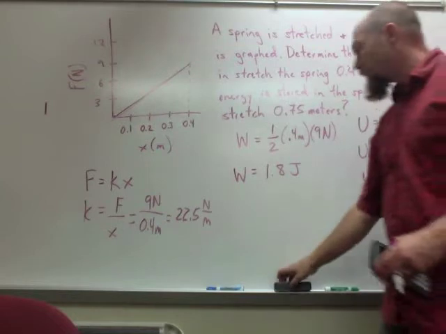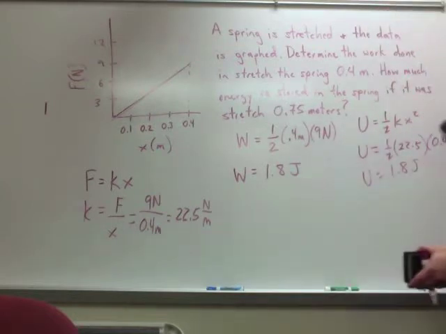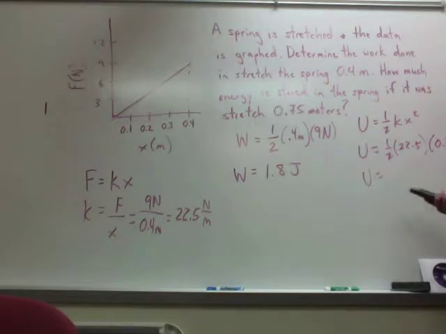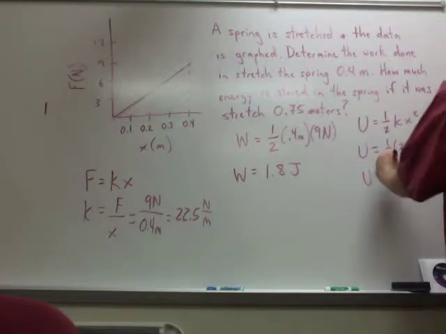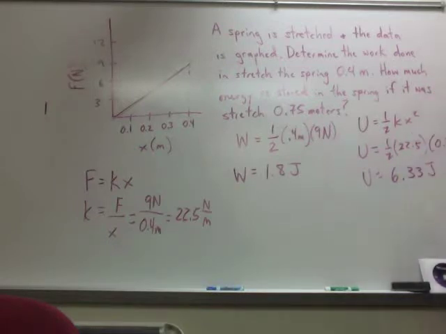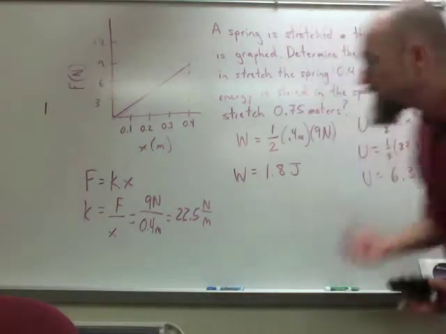Okay, but I did the first part. Now if I want to do the second part of it, I'm going to end up using this part, so I'll use the 0.75. And if you do the math, you get 0.75 squared times 22.5 times 0.5, 6.33 joules of energy. Okay, and there you have it.